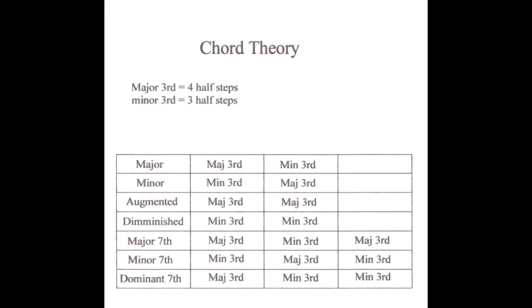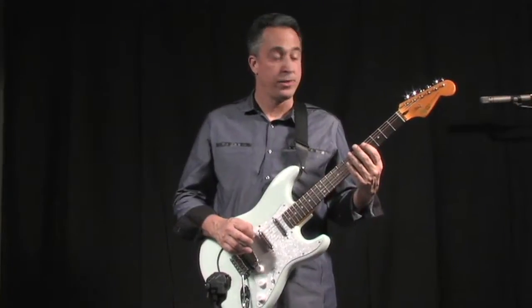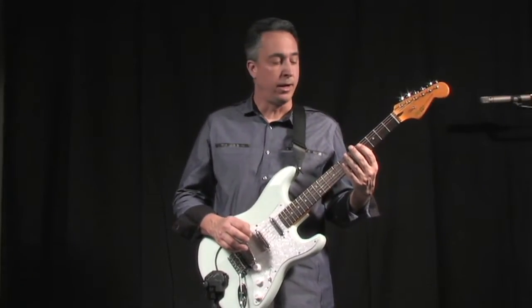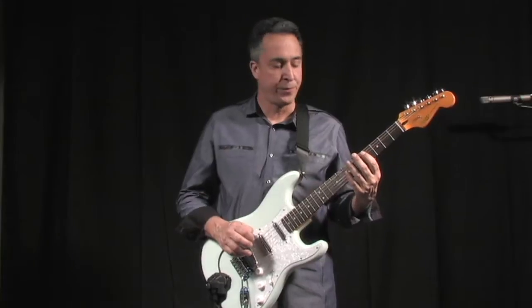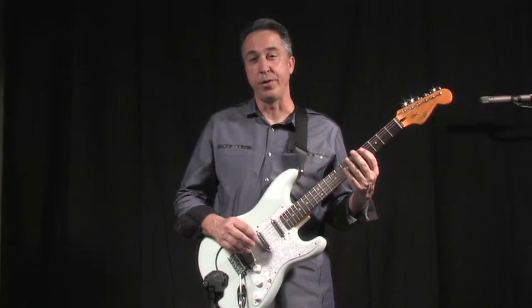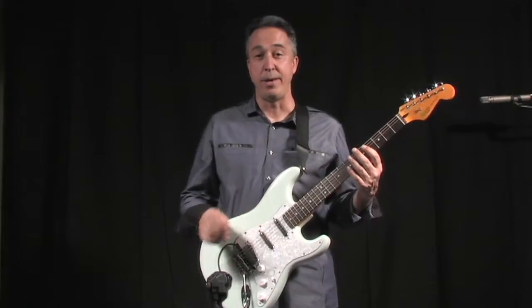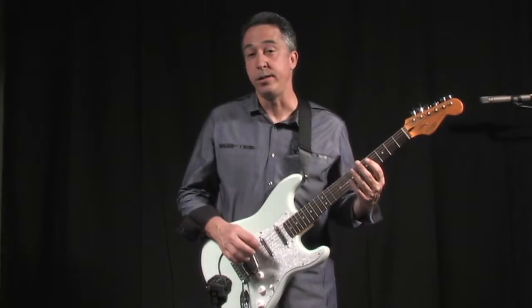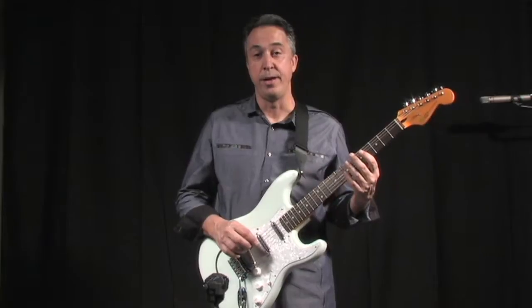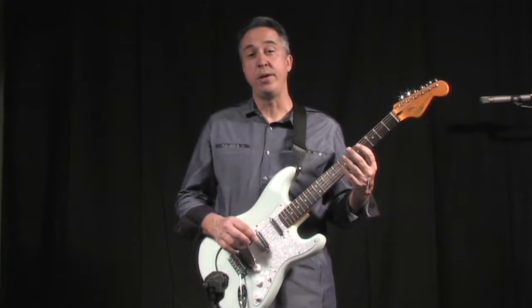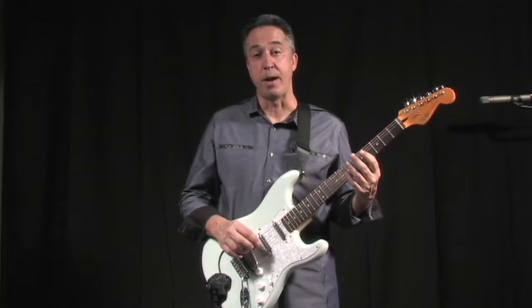An augmented triad is built from a major third and a major third. A diminished triad is built from a minor third and a minor third. So far we have built chords using major thirds and minor thirds. A major chord is a major third and a minor third. A minor chord is a minor third and a major third. An augmented chord is a major third and a major third. And a diminished chord is a minor third and a minor third.